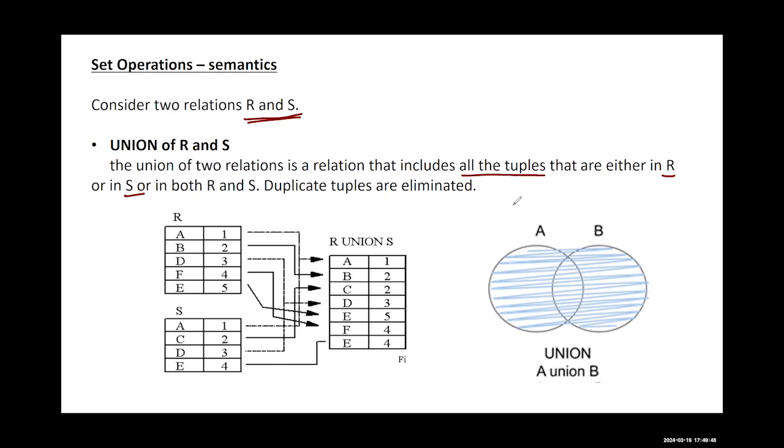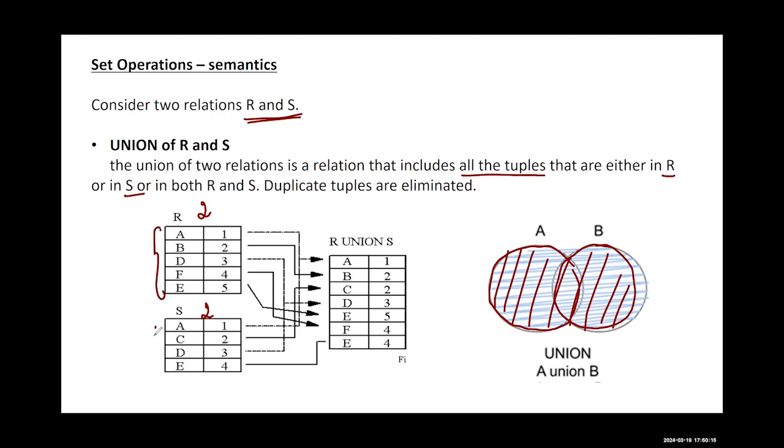Union we have already studied, even when it comes to Boolean algebra, or when it comes to mathematics. If these are two sets, the union contains all the tuples. So in our case, I have a table R, with two attributes here. In S also I have two attributes, and the same set of values, so they are both compatible. When I say union, R union S is nothing but the combination of both the tables.